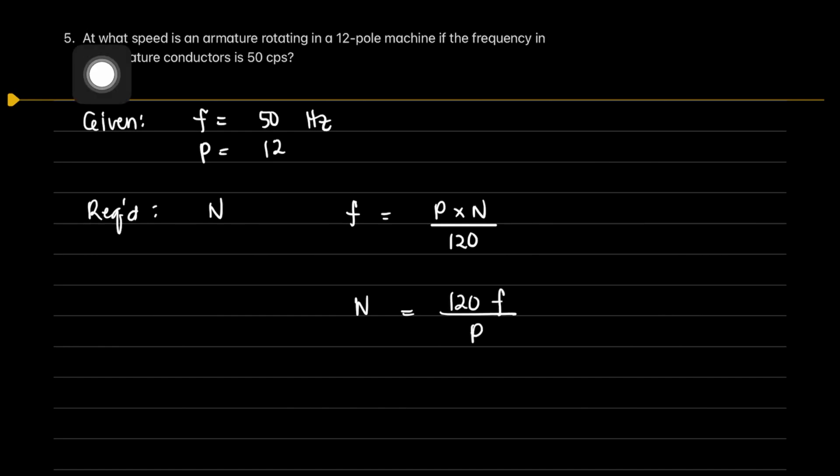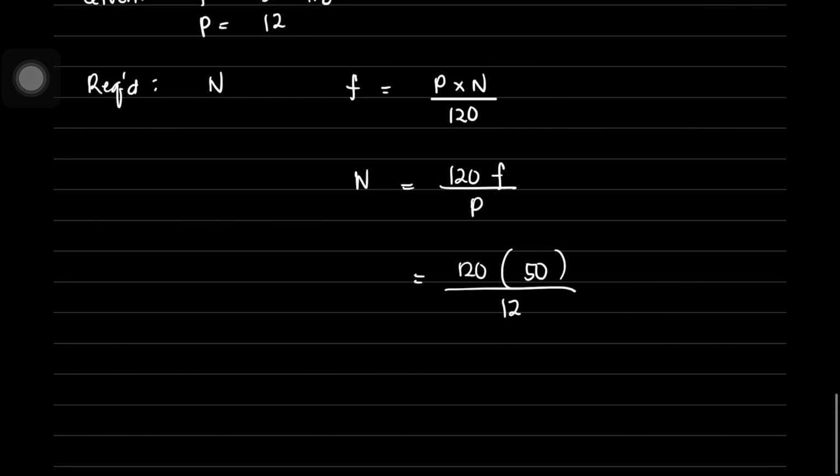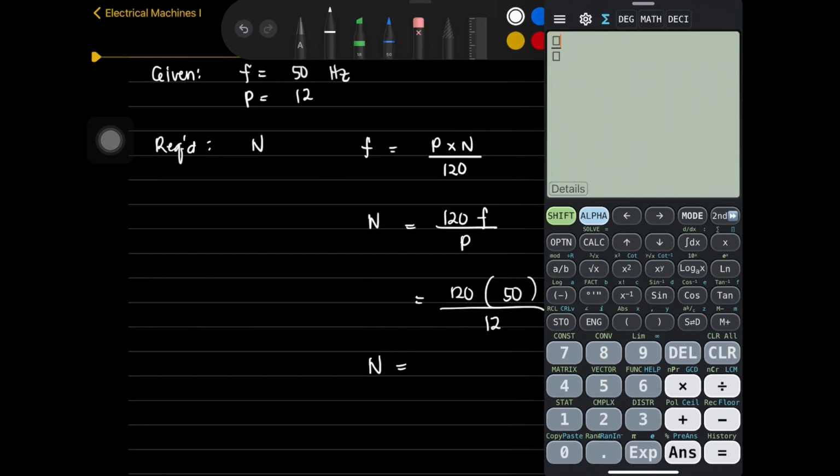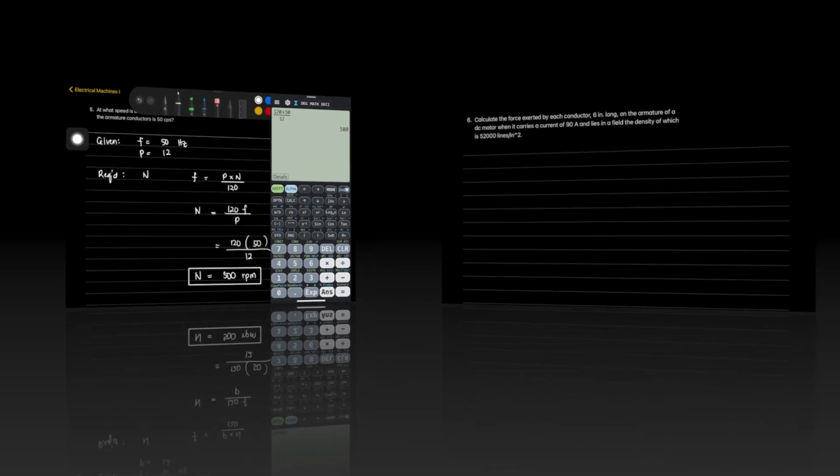So if we substitute the given F and P in this equation, we'll now have 120 multiplied by 50 all over 12. Bringing out our calculator, this would be 120 times 50 divided by 12, so that would now be equal to 500 RPM. This is now the speed of the machine at frequency 50 Hz.